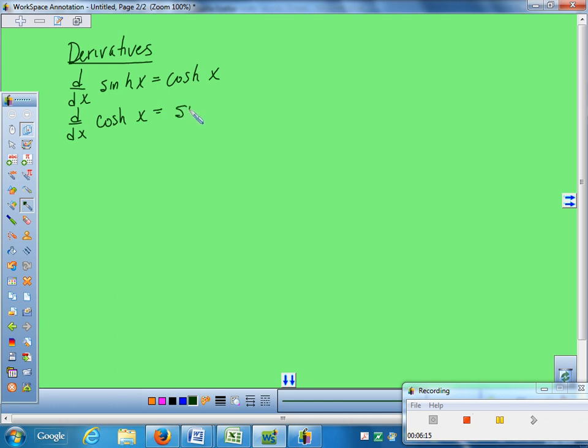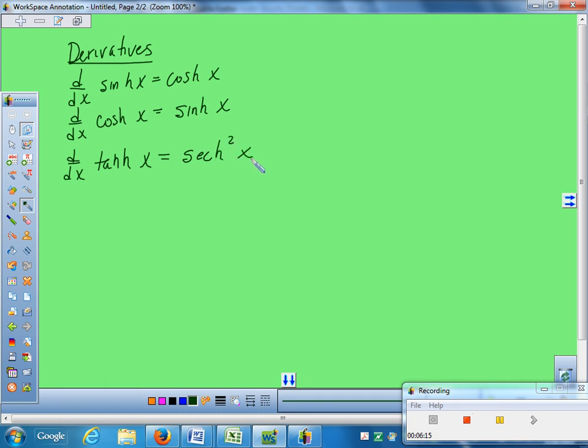Close. It's positive. It's one of the ones that changes. It does not have a negative on it. Okie dokie. So those two kind of pair up. Hyperbolic tangent. You already know it. Derivative of tangent. Secant squared.